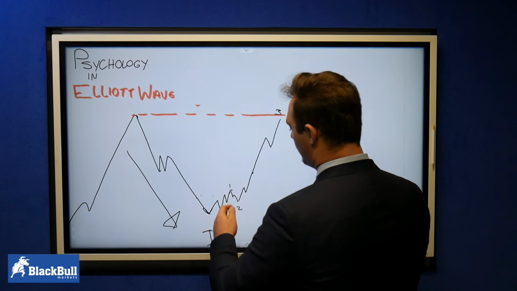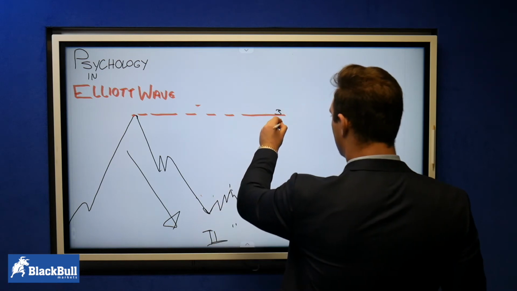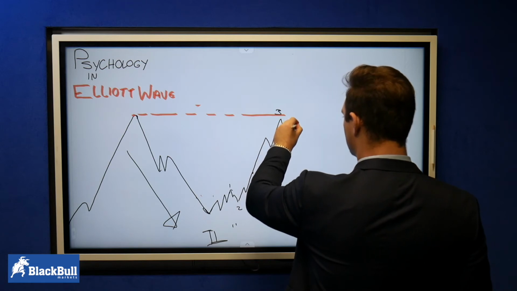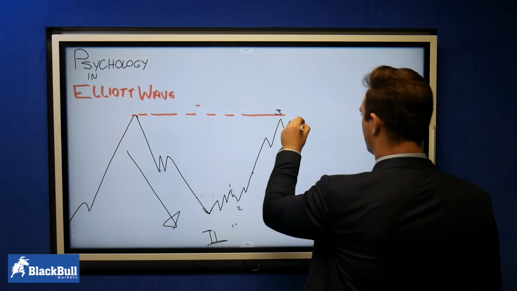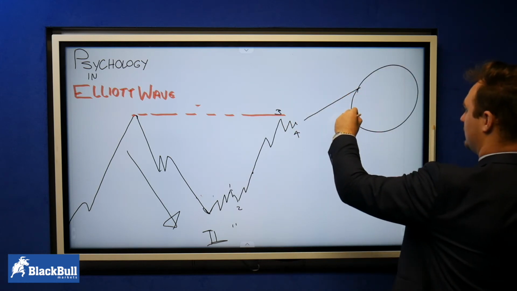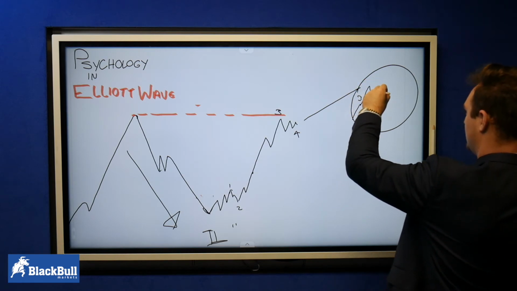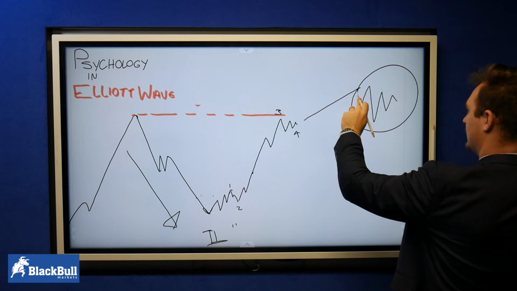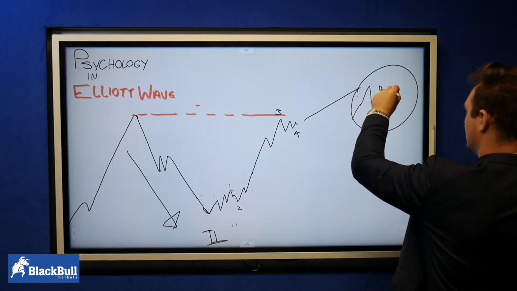And generally, if we have a nice sharp correction for wave 2, we tend to see a fairly sideways correction. Let's play out a triangle in this one, for instance. We'll play a triangle out for wave 4. Okay, so let's have a look at a triangle in here. So we've got wave 3 coming up, and we've got our triangle playing out. We know our triangle labeling is A, B, C, D, and E.